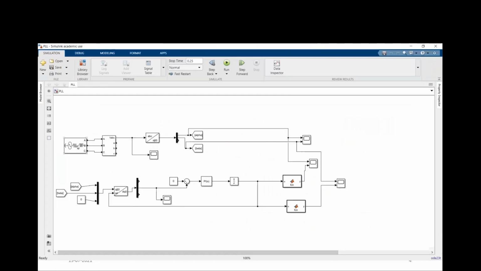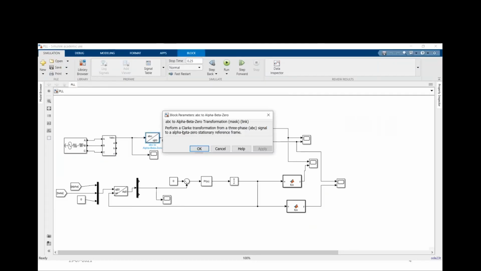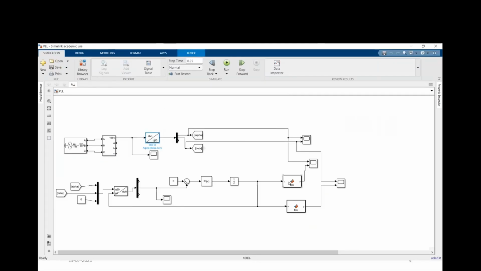Suppose this is my three-phase grid. From that, I am measuring my VABC. There is something called VABC to alpha beta 0 conversion. There exists a direct block. You can use this, or you can type the code that I already told you during space vector pulse width modulation. So you'll get alpha beta. Once you get alpha beta, here itself you can get theta. That theta you can directly give here and generate this sine function, this cos function. That's the only thing.